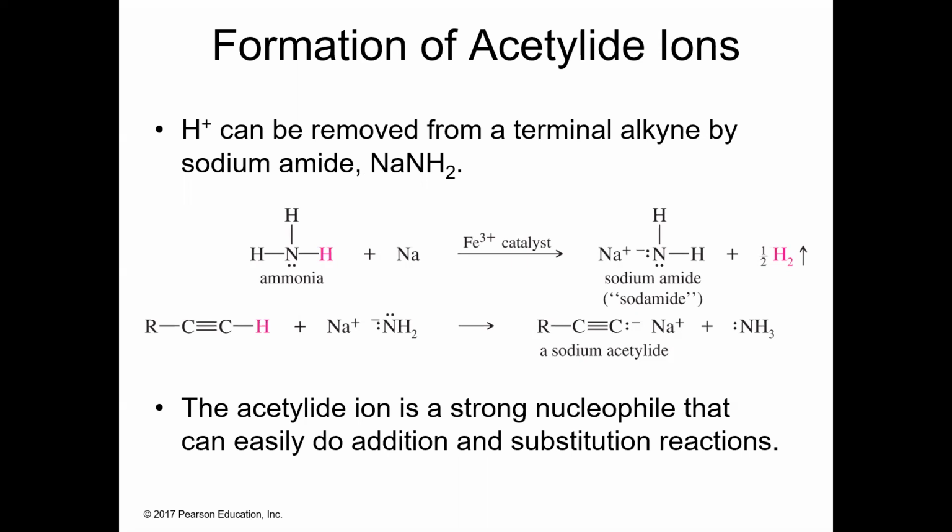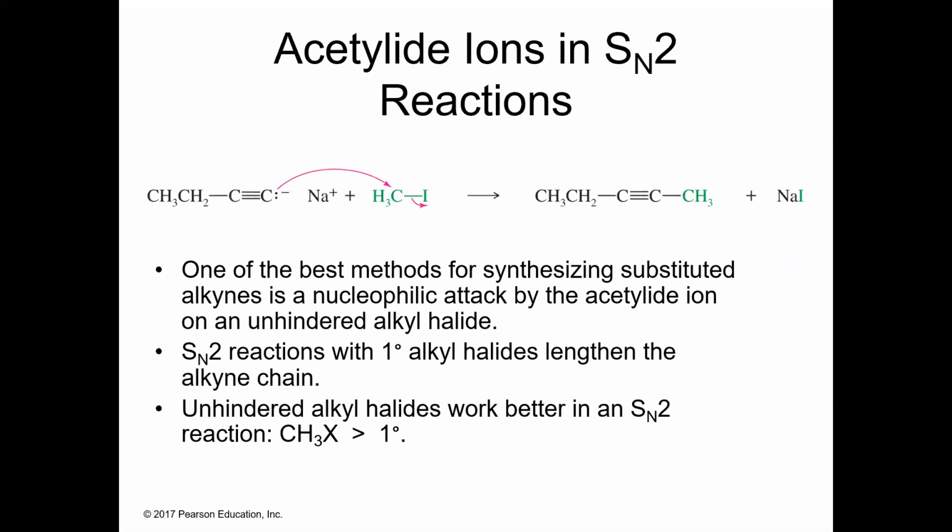So why do you want an acetylide anion? They're very good nucleophiles, so they can be used in substitution reactions, for example, and we can lengthen a carbon chain with an acetylide ion. Here's a good example. We've produced this acetylide ion, and we're reacting it with iodomethane. We do an SN2, and then we lengthen the chain. So this is a good way of building longer carbon chains.